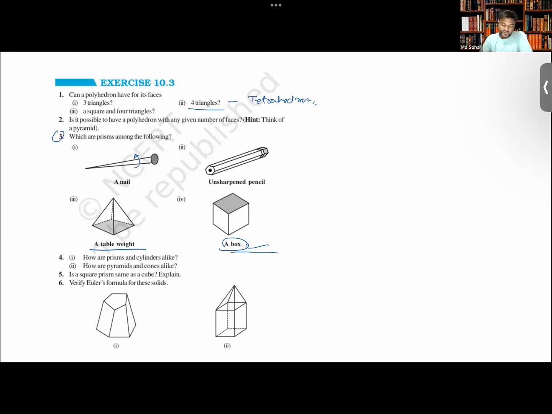Now, question number 5: is a square prism the same as a cube? Explain this one. No, sir. No or yes? Yes.